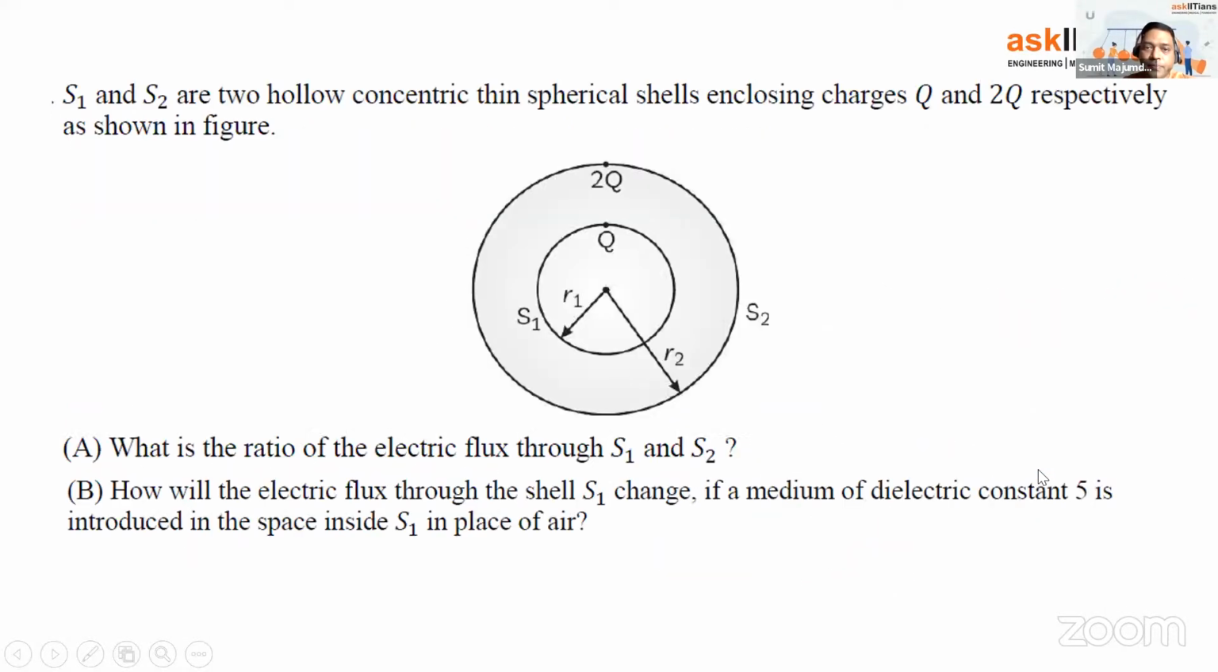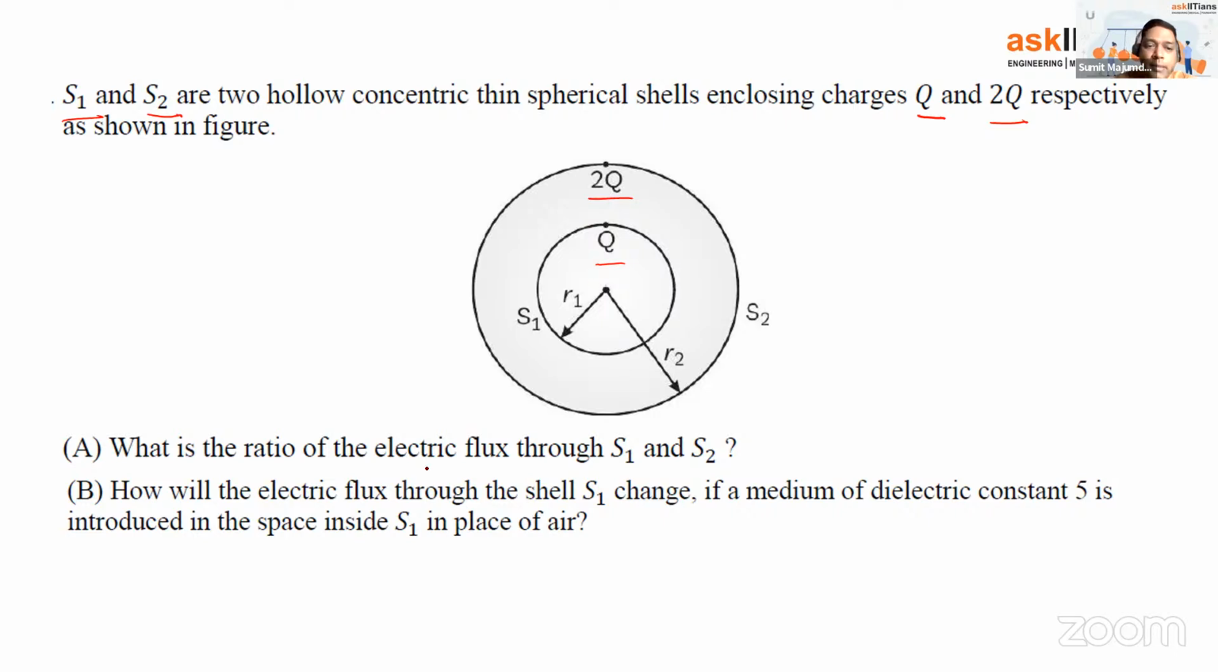Hopefully this is clear. Now, let's move on to the next question. So what is the next question? Let's see. Now, this is slightly tricky, if you may say. What are we given? We are given S1 and S2, right? S1 is the inner spherical shell and S2 is the outer shell. These are concentric thin spherical shells. That means both have the same center, and they enclose the charges Q and 2Q. So S1 encloses charge Q, S2 encloses charge 2Q, as shown.